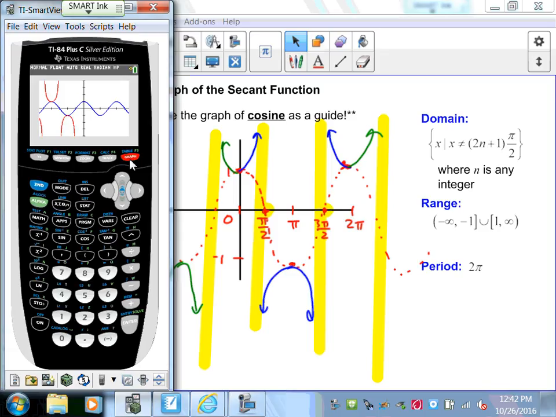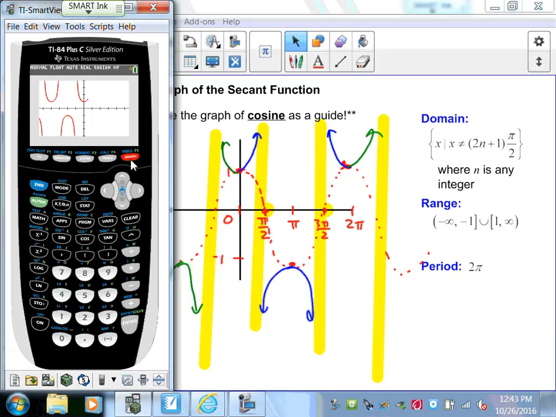So every hill becomes a valley, every valley becomes a hill. If I were to get rid of this function, let me just unclick it so that it doesn't graph, then this is actually what the secant looks like.